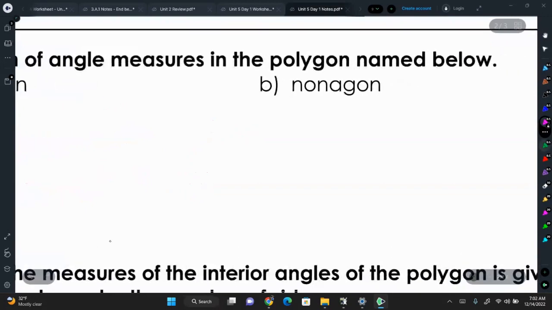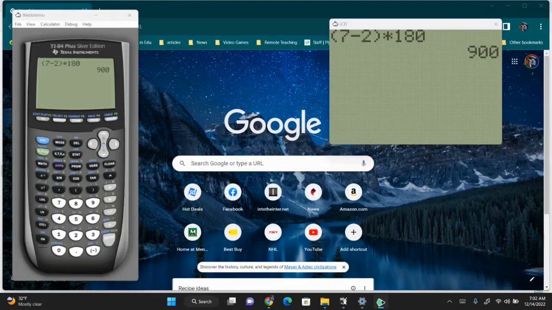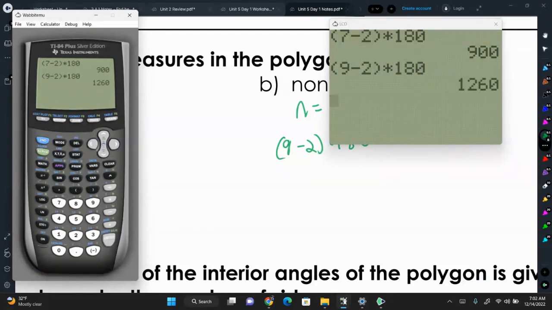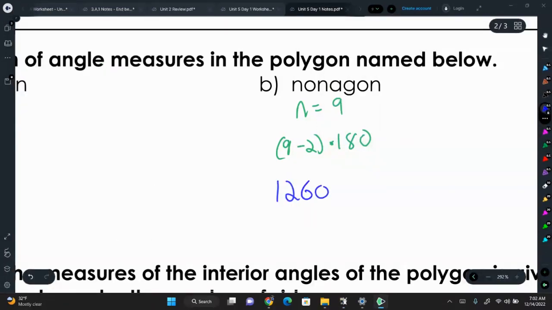A nonagon. In a nonagon, that's 9 sides, so n equals 9. So 9 minus 2 times 180. Now if we type that in the calculator, let's see what we get. We get 1,260. Now it's important to note that we don't know what each angle in this nonagon is equal to, but we know that all the angles have to add up to 1,260 degrees.